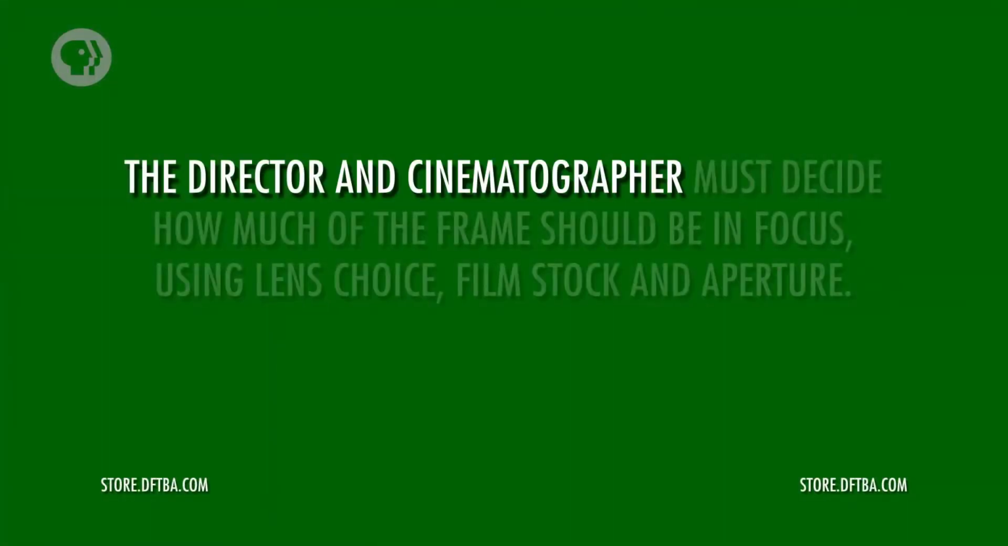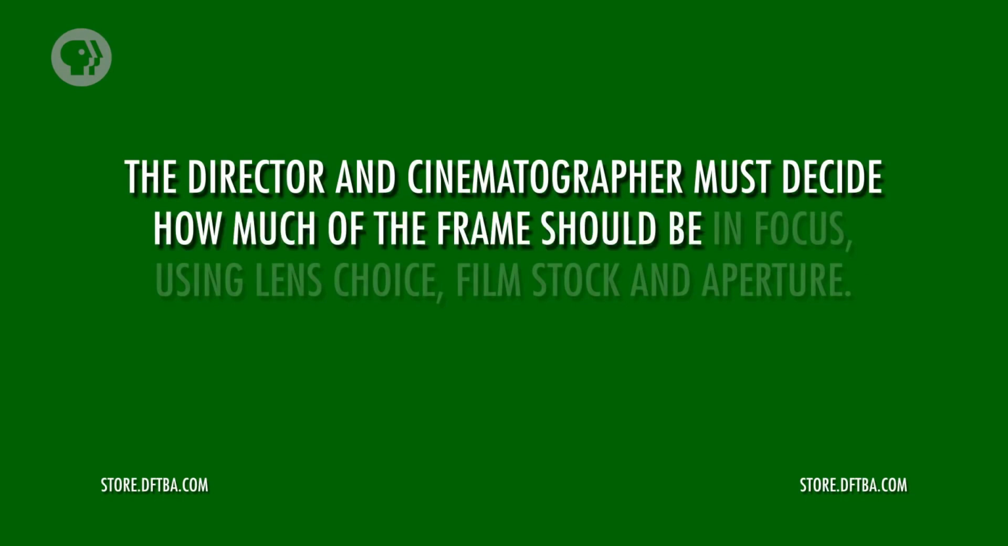And for sure, in addition to the lighting, cinematographers have to consider all kinds of factors when setting up their shots. Not only do the shots need to cut together to tell the story, but they're often constructed to have a beginning, middle, and end all their own. The director and cinematographer must decide how much of the frame should be in focus, using lens choice, film stock, and aperture. Related to that, the cinematographer has to think about what's featured in the foreground, middle ground, and the background of the shot. The arrangement of these features within a frame can have a profound impact on the audience.